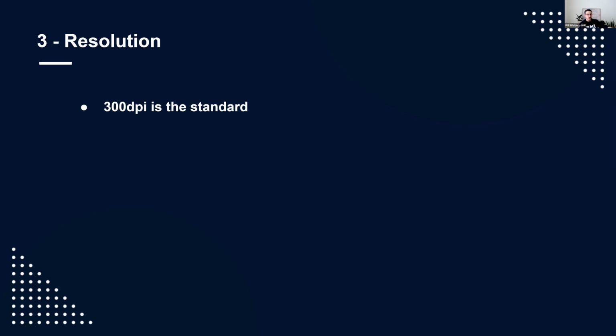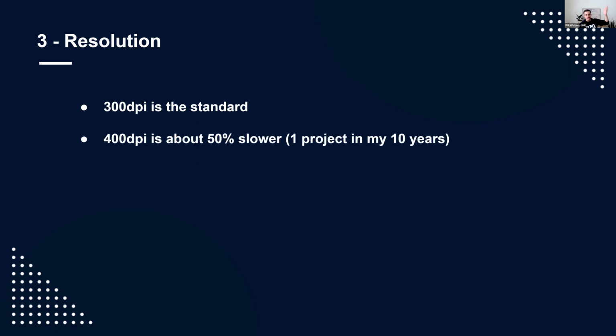You can go to 400. You can actually go higher than that, 600, 1200, etc. This takes longer to scan. So if you want 400, it's going to cost more because it actually takes longer, because you're getting a higher resolution scan. In my 10 years at the company, I've done one project at 400, and I've known about 4 or 5 projects from other sales folks that have gone above 300 DPI.